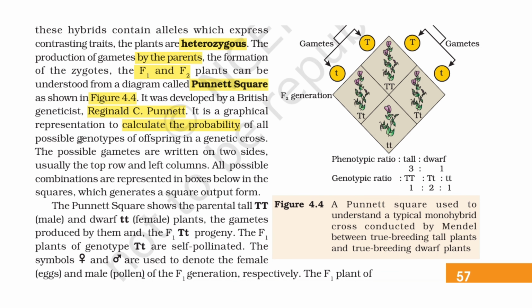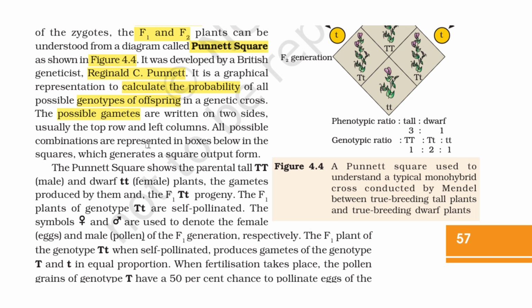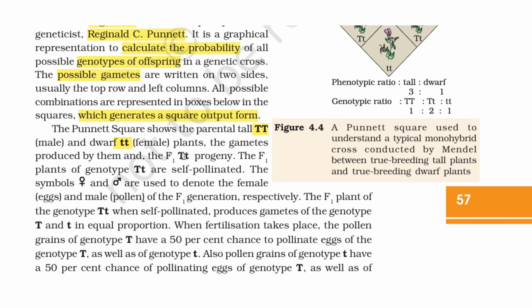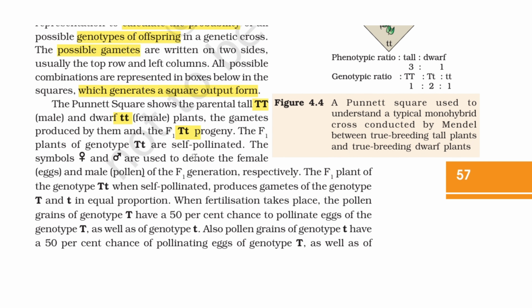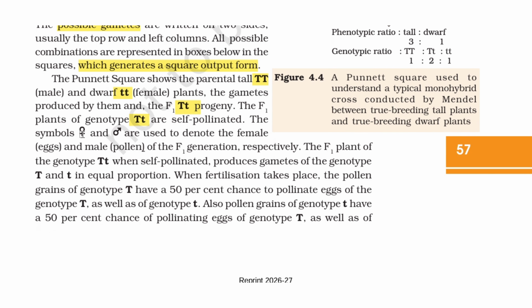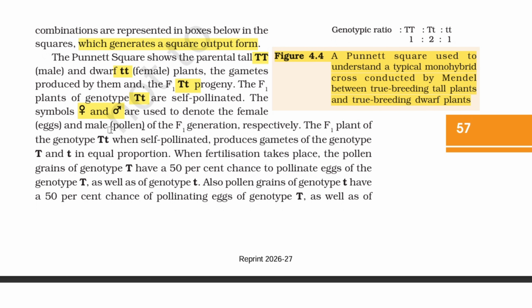The possible gametes are written on two sides, usually the top row and left columns. All possible combinations are represented in boxes below in the squares, which generates a square output form. The Punnett square shows the parental tall TT, male, and dwarf tt, female, plants, the gametes produced by them and the F1 Tt progeny. The F1 plants of genotype Tt are self-pollinated. The symbols female and male are used to denote the female eggs and male pollen of the F1 generation, respectively.